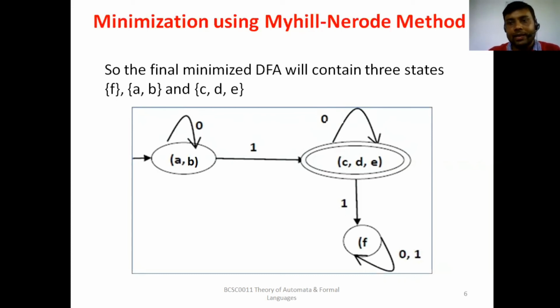After that, the last step is we have to combine together all the unmarked states to form a reduced DFA. Okay, thank you all.